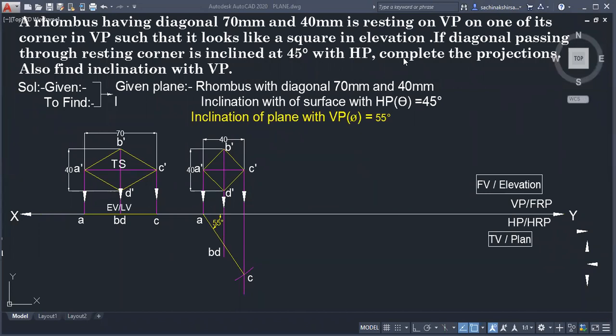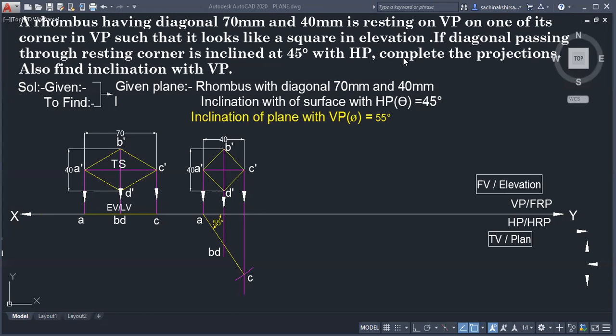Okay. Last. What is asked? Who will tell what to do in the last stage? Up to this, half the problem is over. Who will tell what we have to do at the last? Inclination with HP. Whose inclination is given in HP? Diagonal AC.